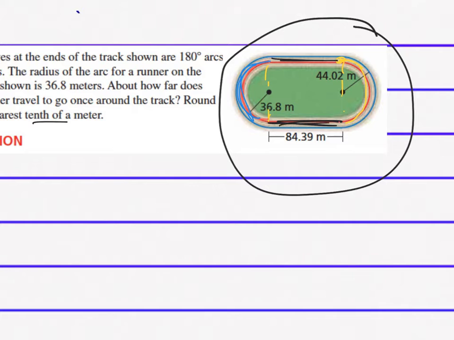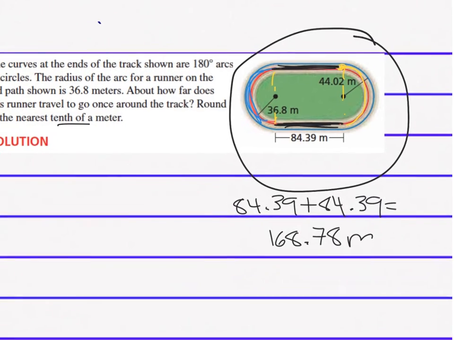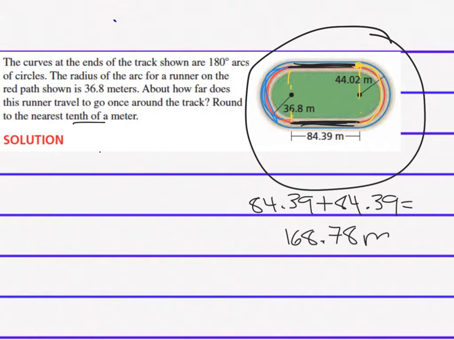So the straightaways, the black parts, are pretty straightforward. Those are both 84.39 meters. So I'm going to add 2 of those. That's going to be the straight parts, which is 168.78 meters. Then we need to find the curves. So for the curves, the curves are circumference, pi times diameter.